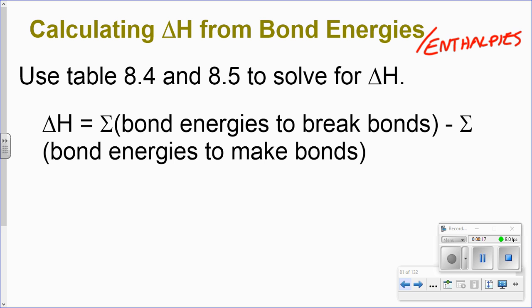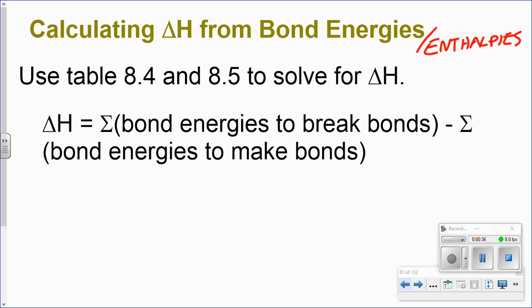So when we use this, again, I referenced table 8.4 and 8.5 to solve for delta H. I don't have those tables open for me. The point of leaving that up here and not providing you with those numbers is that these numbers will be provided for you, okay? So it's just like delta H, delta G, delta S, you'd have to be given those numbers.